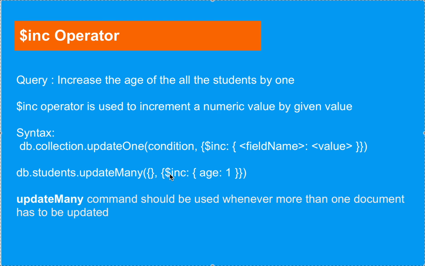In our condition, we have to increase the age of all the students by 1. So db.studentsCollection.updateMany, the condition will be empty because it has to update all the student records in the students collection. After that, the $inc operator, the field name is age, and it has to be incremented by 1. The updateMany command should be used whenever more than one document is to be updated.